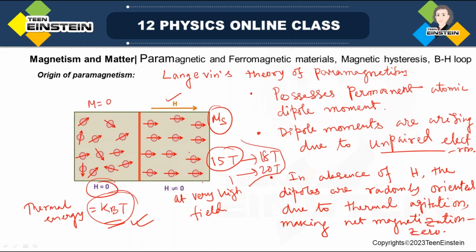How do we get magnetism then? By applying an external field. What happens when we apply an external field? All the dipoles slowly start aligning towards the field direction. At very high field, all the dipoles may be aligned to the externally applied field, and at this stage, if you further increase the field, magnetization will not increase. That particular magnetization is called saturation magnetization. I'll show you in a graph.